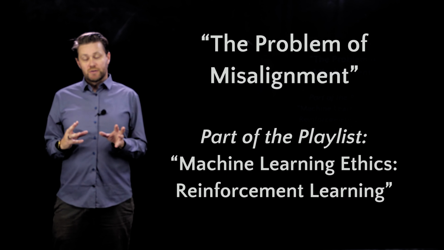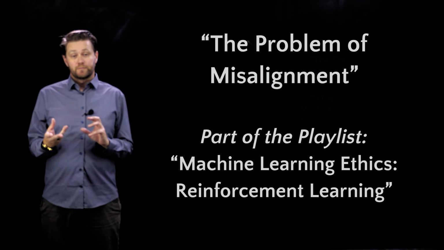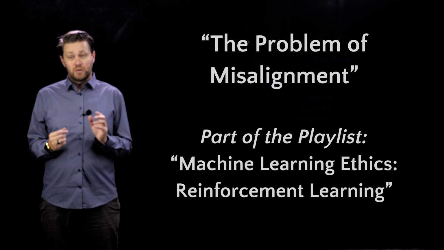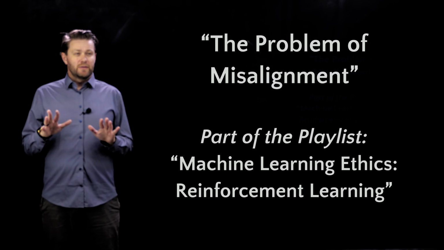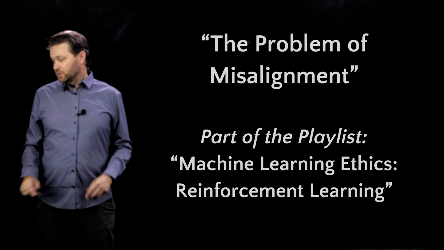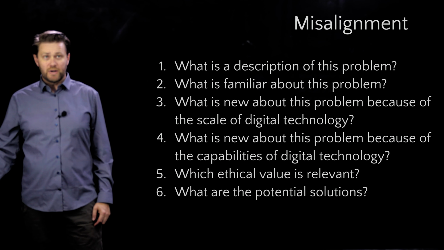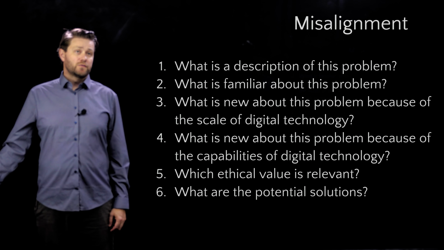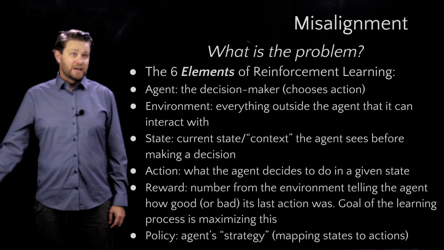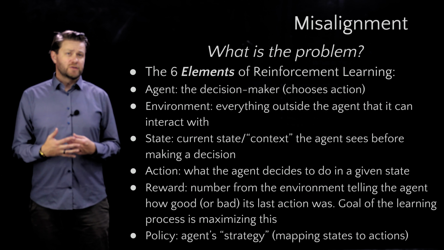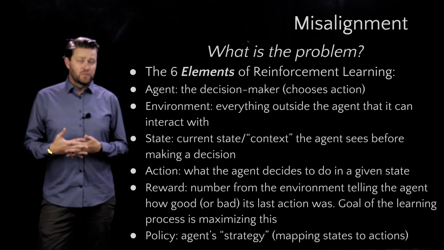Now, I'm going to talk about in the solution sections, there is actually a technique where you can give it some labeled examples, but that's not essential for reinforcement learning. Okay, so we will use our familiar 6-question framework to examine the problem of misalignment. And I'm going to start out by talking about the elements of reinforcement learning.